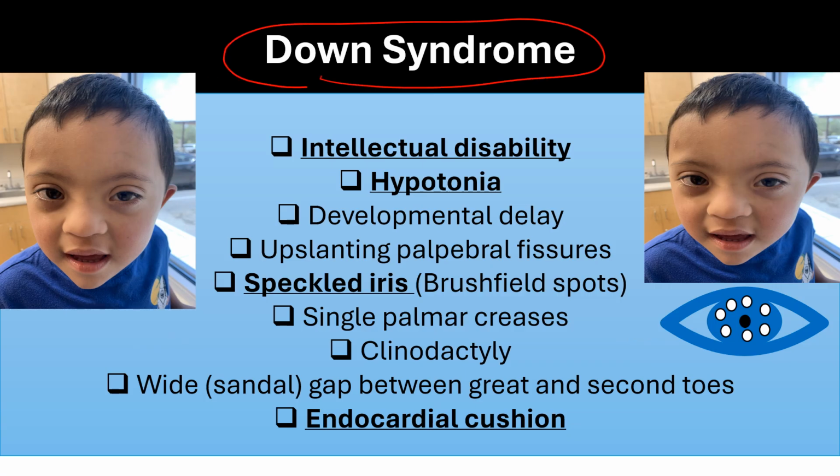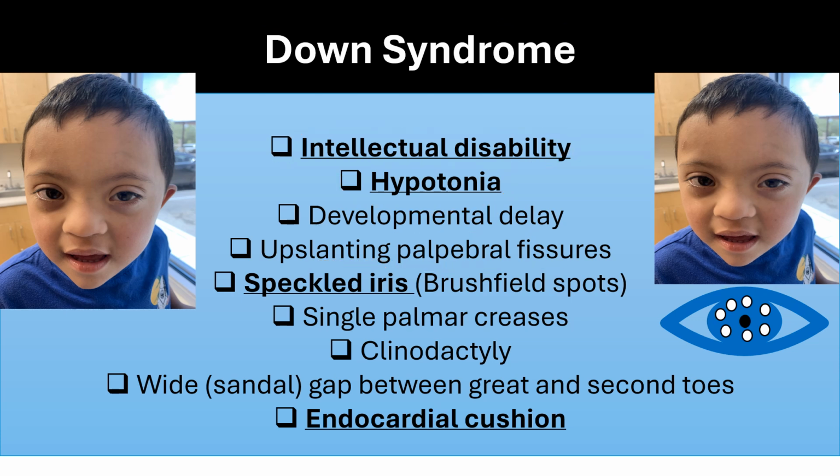Clinical manifestations of Down syndrome: intellectual disability, hypotonia. Hypotonia is very important because it may be the only obvious presentation after birth in cases of Down syndrome. Developmental delay, upslanting palpebral fissures. Speckled iris or Brushfield spots. Be familiar with both in cases of Down syndrome.